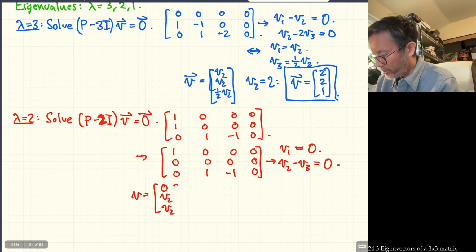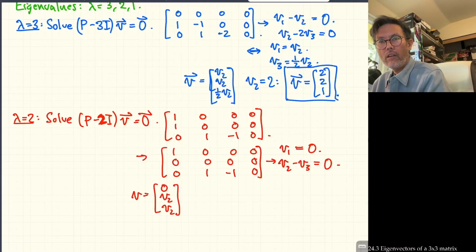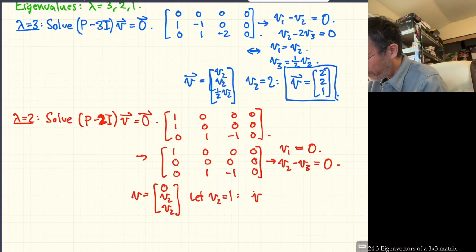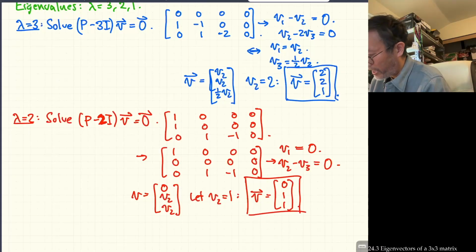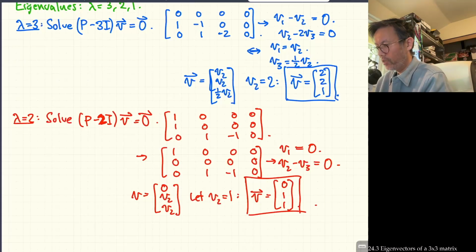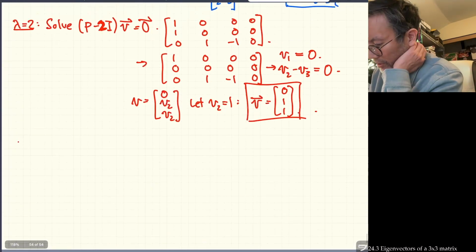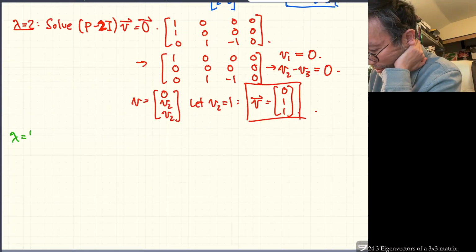So I get this equation. And I can let V2 be anything non-zero here. So let V2 be, I don't know, 1. If I do that, then I get my eigenvector being V equals 0, 1, 1. And that's an eigenvector with eigenvalue 2. Okay, one more calculation. Let's do lambda equals 1.